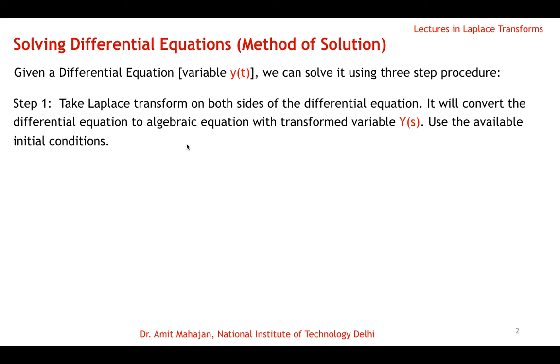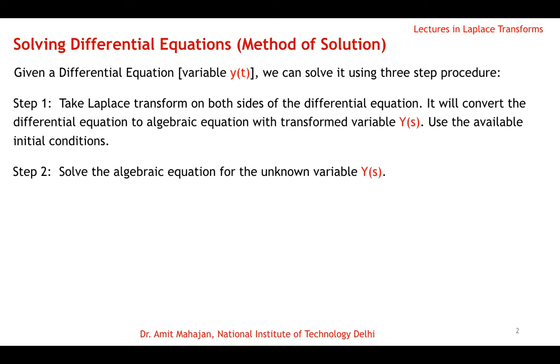So your first step is very simple: you take the Laplace transform of the differential equation on both sides, and then use whatever initial conditions are available to you. The second step is that you have an algebraic equation in Y(s), so you solve this algebraic equation and calculate the unknown Y(s). So solve the algebraic equation for the unknown variable Y(s). The differential equation is transformed into a polynomial equation, so from here you calculate Y(s).